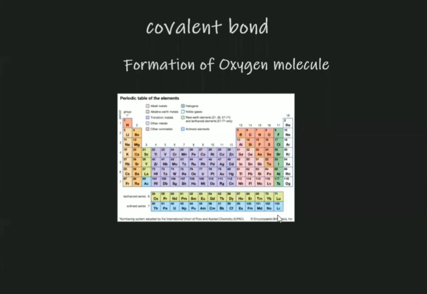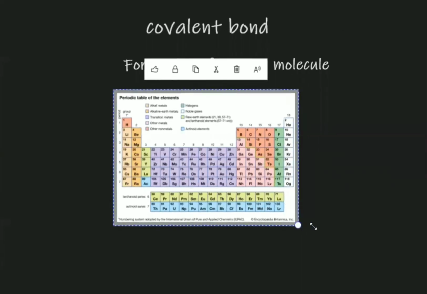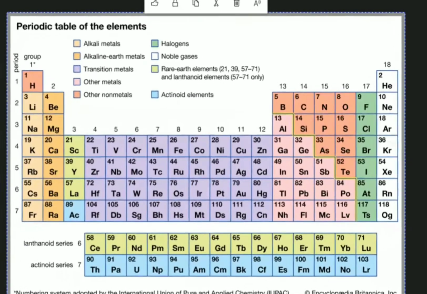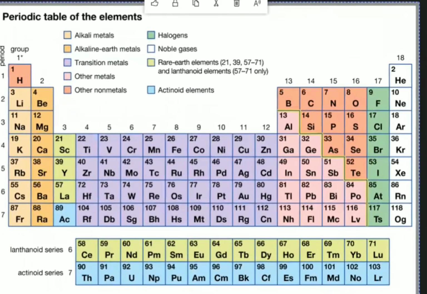Again, I would like to ask you to find the atomic number of oxygen, as we are going to learn the formation of the oxygen molecule. In the periodic table, in the 16th group, the orange colored group on the right hand side of the periodic table, you can find oxygen has atomic number 8. 8 is the atomic number of oxygen.